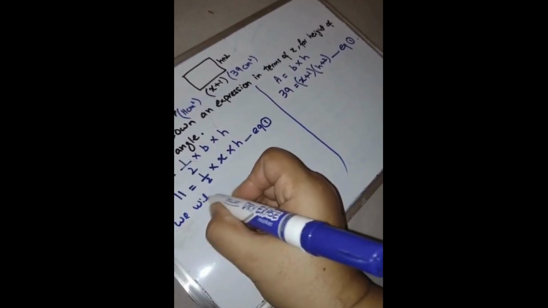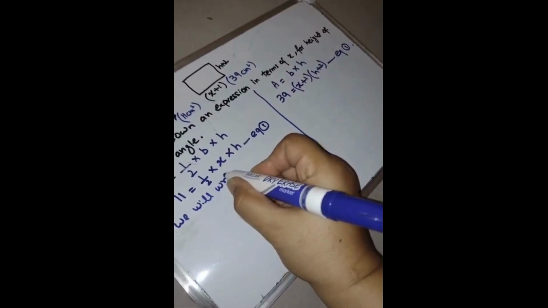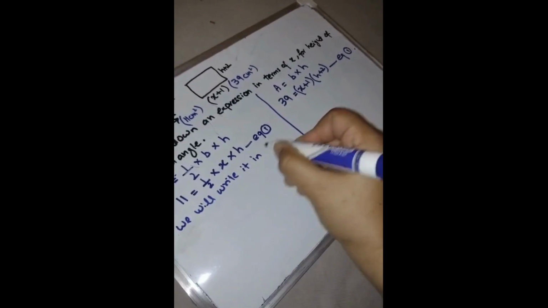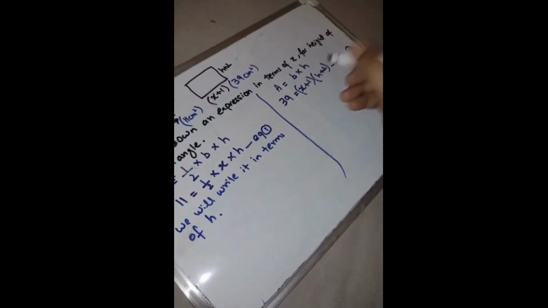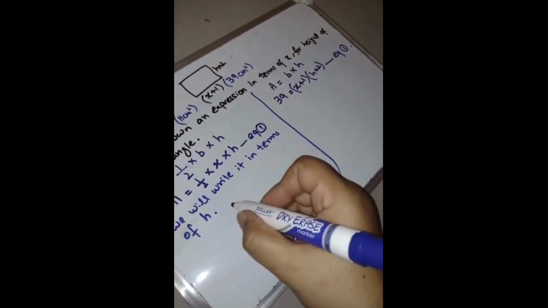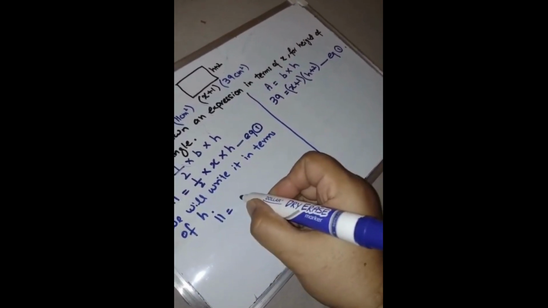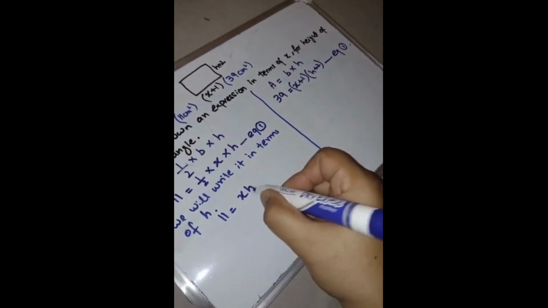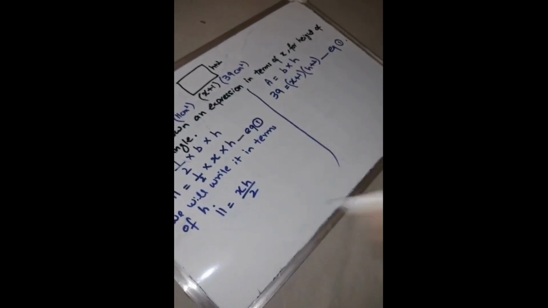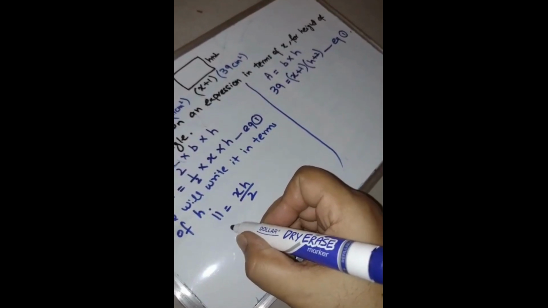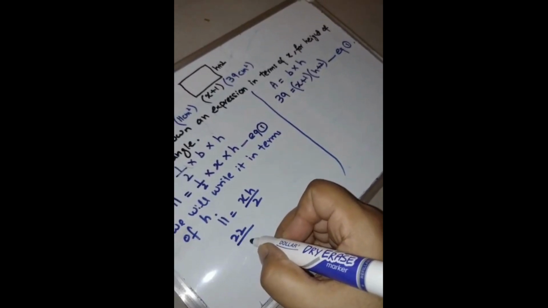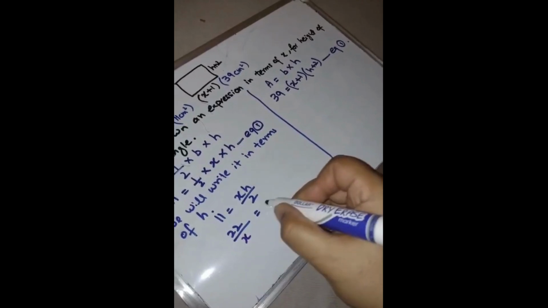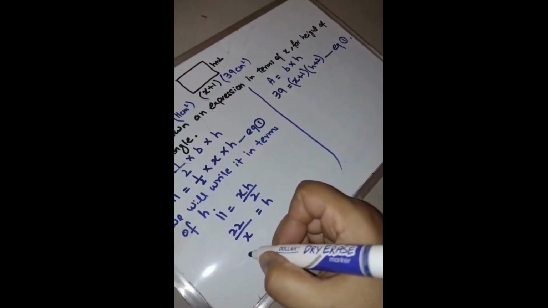First we'll find the value of h here. We will write it in terms of h, so that we can substitute this over here. So it will be 11 equals xh over 2, and it will be 22 upon x is equal to h. So h is equal to 22 upon x.